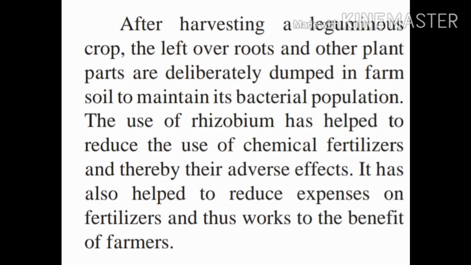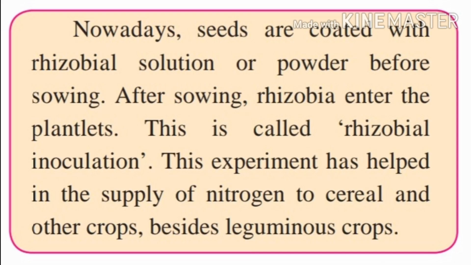After harvesting leguminous plants, farmers purposely dump the roots of the plant in the soil to maintain the bacterial population, due to which the fertility of soil is increased. Nowadays, the seeds are coated with rhizobial solution or powder. After sowing these seeds, the rhizobia enter the plantlets, and this is called rhizobial inoculation, due to which there is an increase in the yield of the crop.